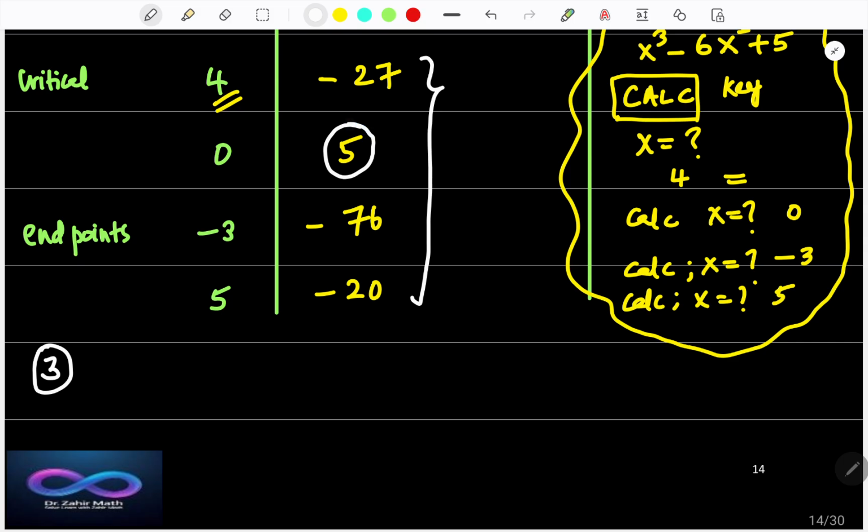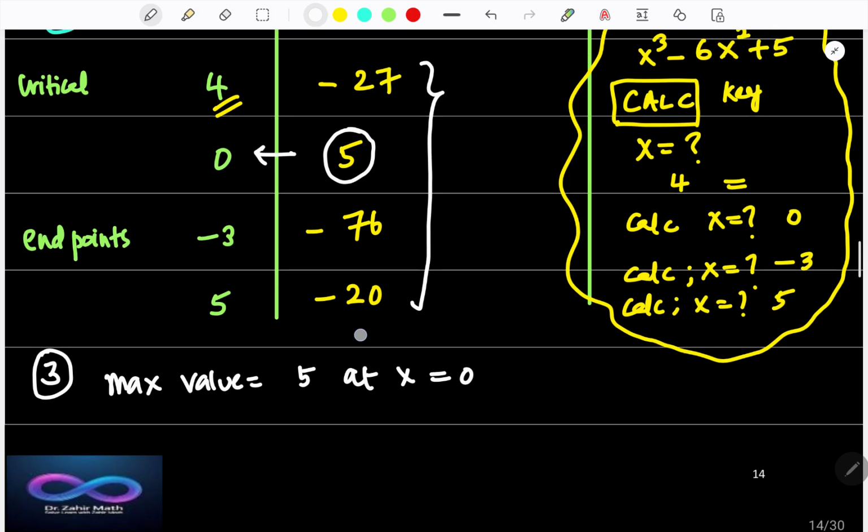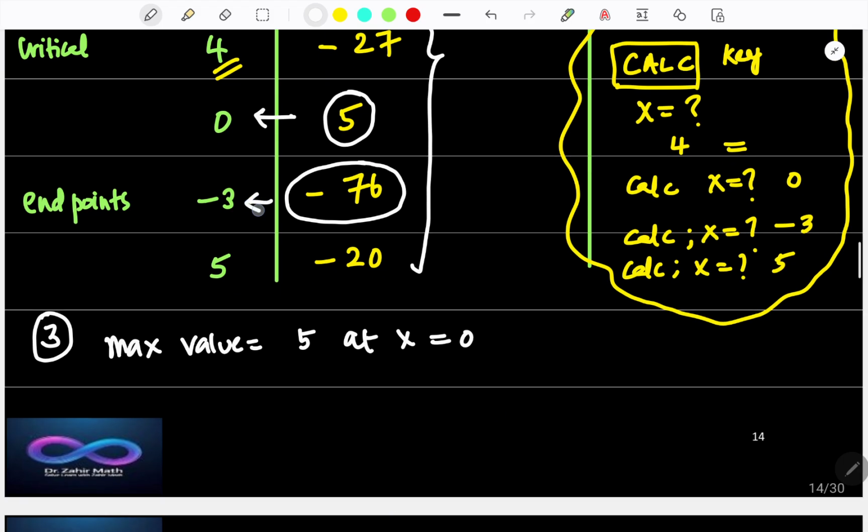So the biggest number is what? 5. So maximum value is equal to 5 at x is equal to what? 0. Right. What is the minimum value? Minus 20. In minus, the big value is small value. So which is the biggest value? This one. So this is the small value, right? Keep in your mind. So minimum value is equal to minus 76 at x is equal to what? Negative 3. Clear all of you? So simple, right?